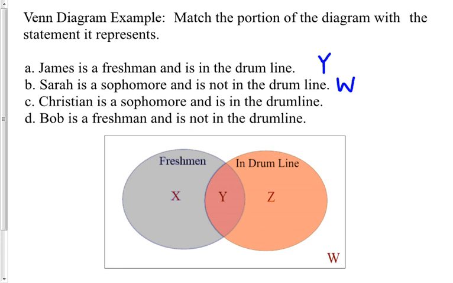Part C. Christian is a sophomore and is in the drum line. So this is a conjunction because of the use of the word and to connect the two statements. Christian is a sophomore, which means he's not in the freshman circle, and he's in the drum line, which means he is in the drum line circle. So this must be region Z.